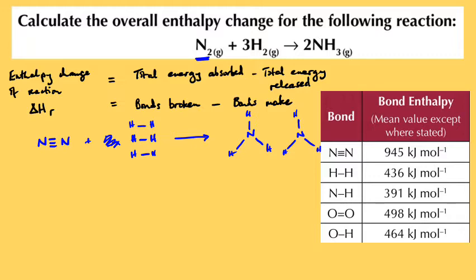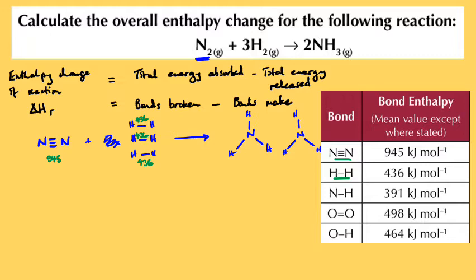So let's go ahead and make the calculation. We can look at the table, and we can look at the nitrogen triple bond, and that's 945. That's what it's going to take us to break that nitrogen triple bond. And then we can look at the hydrogen-hydrogen covalent bond as 436. So this one's going to be 436, this one's going to be 436, and this one's going to be 436. So 3 times 436 to break all those bonds.